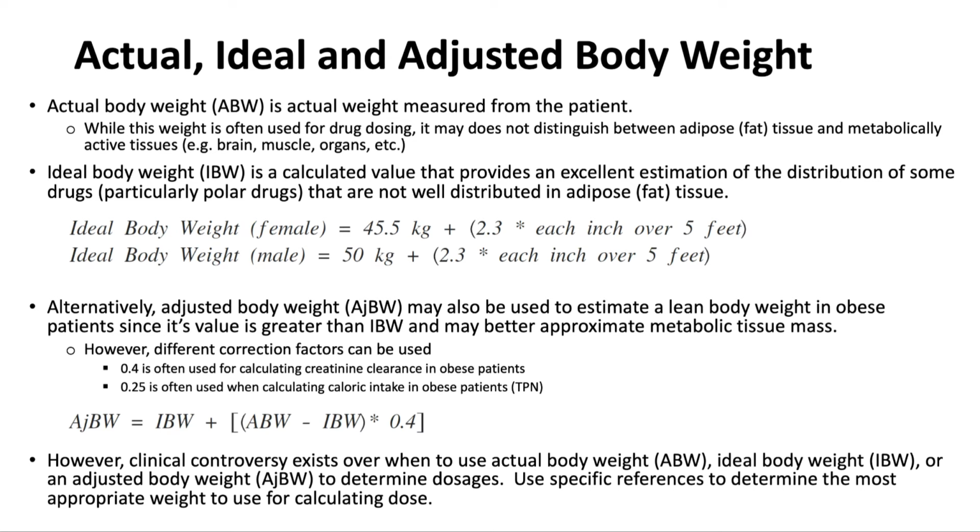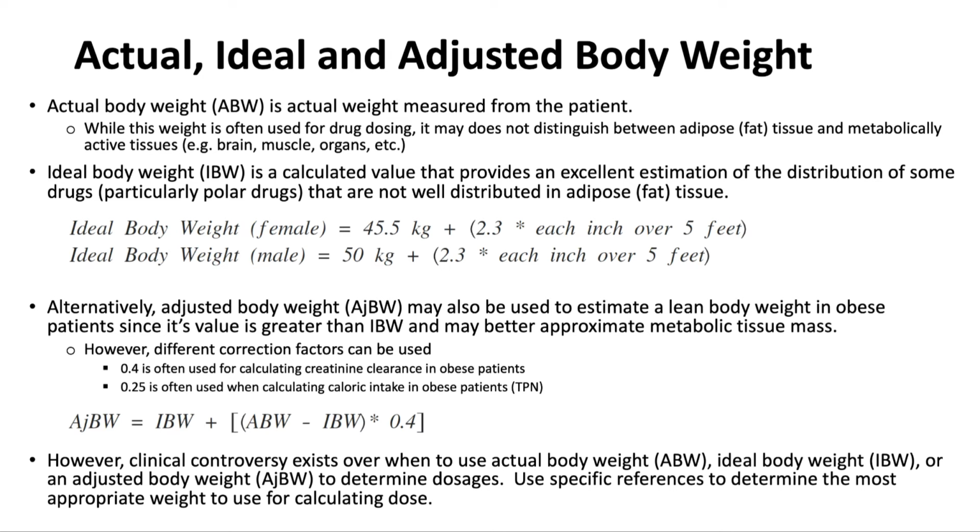For a male, it works exactly the same, except your starting weight is 50 kilograms. So you take 50 kilograms and add to it 2.3 times each inch over 5 feet. All right. So that's how you calculate ideal body weight. The only trick is make sure you use the correct formula by gender, either female or male, and the correct starting number. But it's a pretty easy formula to memorize and remember. And keep in mind, this is not used for all drugs, but it is an important way to use for drugs that don't distribute into fat.